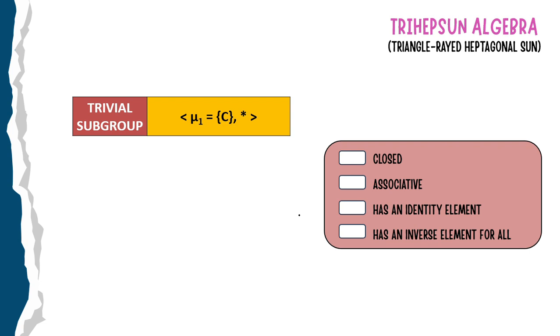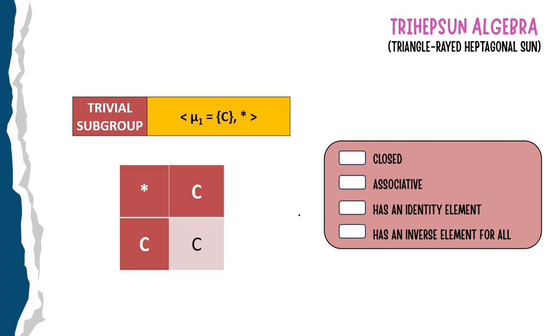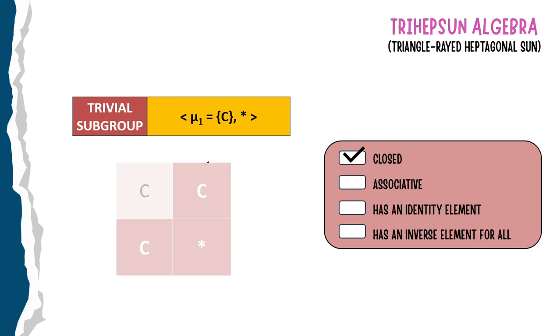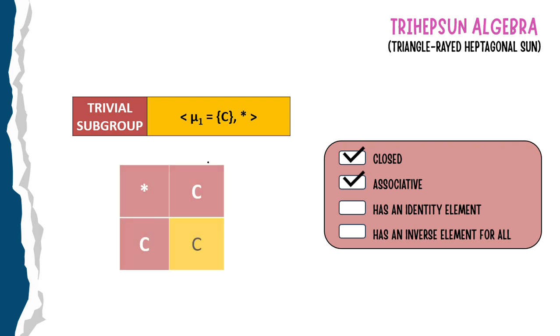Now let's check the trivial subgroup. Mu1 is equal to C under the binary operation star. So we have here its table. So let's check if this table is closed. As we can see, the resulting element is C, and the element being operated is C. Therefore, it is closed. For associativity, let's flip it 180 degrees. So as we can see, even if it is flipped, the resulting element is C also. Therefore, it is associative.